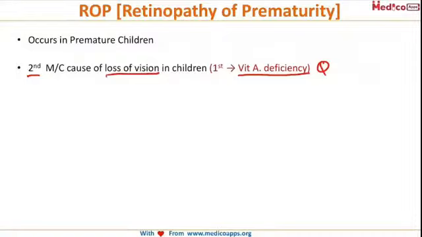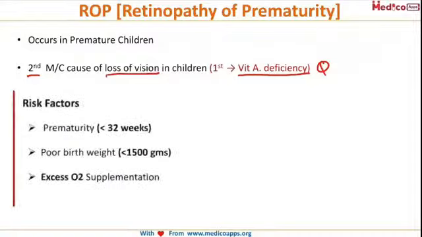Now, what are the risk factors which predispose the baby to ROP? The age of the baby is less than 32 weeks. That is the gestational age of the baby when it is born at or less than 32 weeks of gestational age, or when the birth weight of the baby is less than 1500 grams. That is, the baby is a very low birth weight baby. And the third and most important risk factor is excess oxygen supplementation. This is the main reason behind the pathogenesis of ROP.